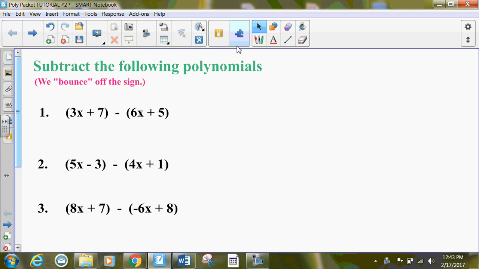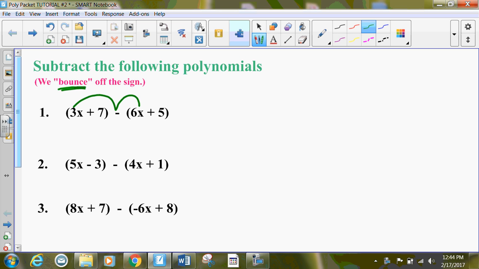So there are two different ways we can do a problem like number 1. We can bounce off the sign, and bouncing off the sign looks like this. 3x minus 6x equals, well, if I put 3 minus 6 in my calculator, I'm going to get a negative 3. So that's negative 3x. And then we'll bounce again with the 7, and we'll say 7 minus 5 equals 2.